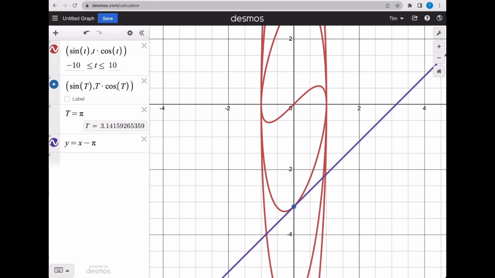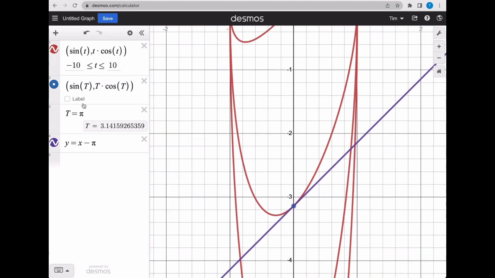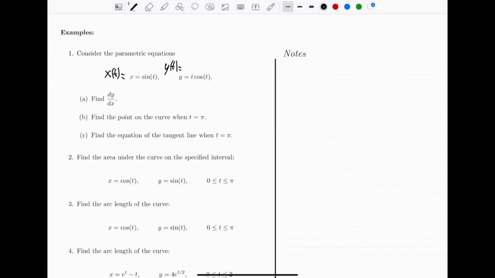But using parametric equations, we can find a specific point here for this specific value of t equals pi, and we can find the equation of the tangent line at that point using parametric equations. Let's solve example 2. We are going to set up an integral to find the area under the curve, parametrically defined by these equations, on the interval from 0 to pi.